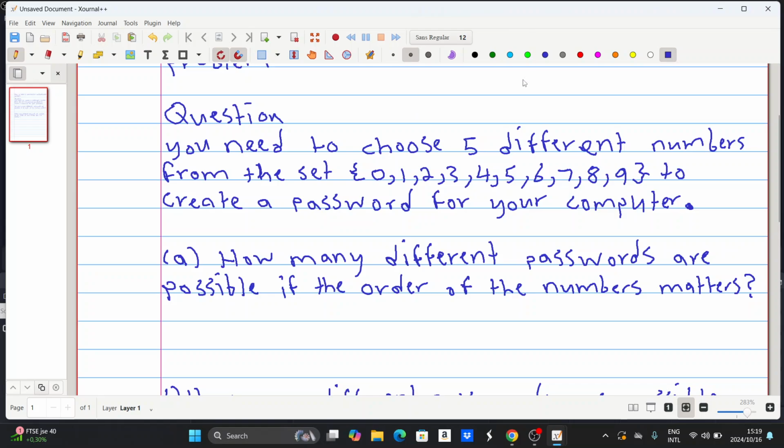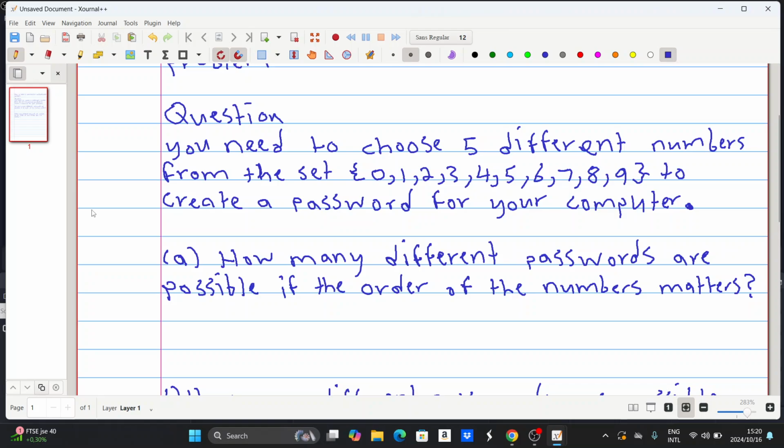And then our first question becomes, how many different passwords are possible if the order of the numbers matters? So if the order matters, then this will be a permutation, because the keyword here is that the order of the numbers matters. In that case, it will be a permutation.